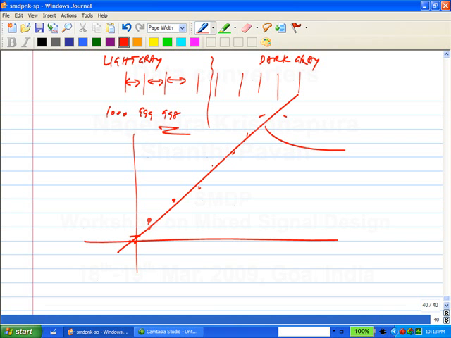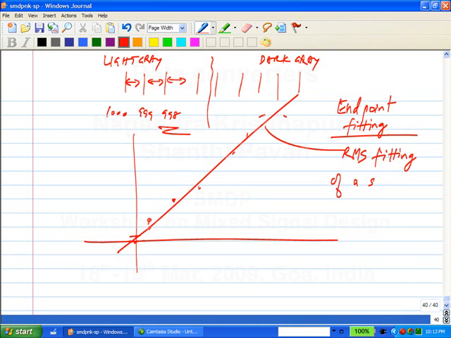So what we did was endpoint fitting, and you can also do RMS fitting of a straight line to the transition points. Okay.